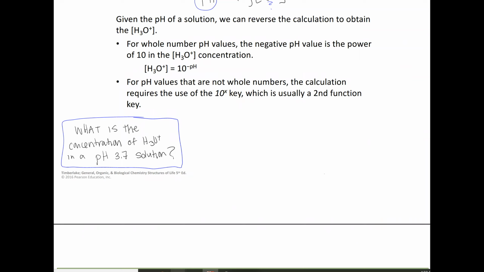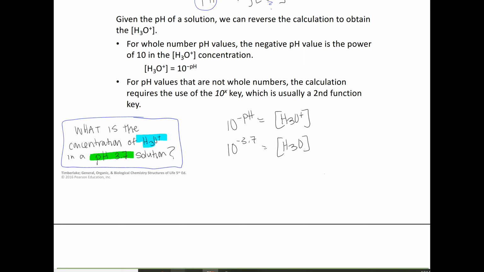All right, so I've been told that I have a pH of 3.7, and I'd really like to know what the concentration of my hydronium ion concentration is. So I'm going to use my equation that 10 to the negative pH is equal to the concentration of H3O+, or hydronium ion. So I'm going to really just plug in here. 10 to the negative 3.7 equals my concentration.